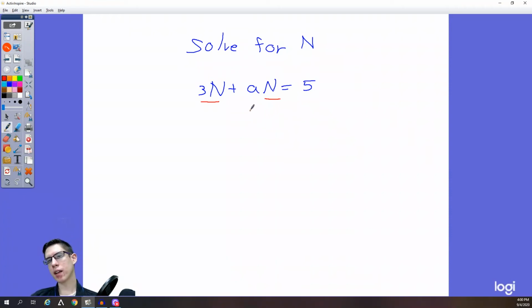And it gets complicated because I've got a 3 and an a, and those aren't like things. I can't add 3 and a. This would be a totally different story if it were 3n plus 4n, right? If I knew what a was, then I could just combine them, add them together, and I get 7n, or whatever the number would be. But I don't know what a is, so I can't do that. So I have to do something else.